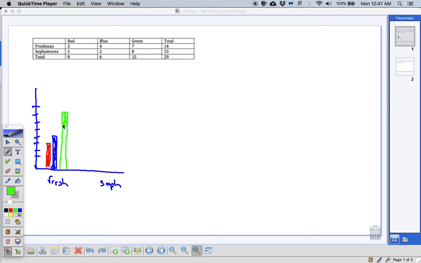So the reason this is called a side-by-side bar graph is because you do your bar graph side by side. Now I'm going to do the same thing for the sophomore. So sophomores, there were 5 that had red. And we had 4 that were blue. And there were 8 that were green.